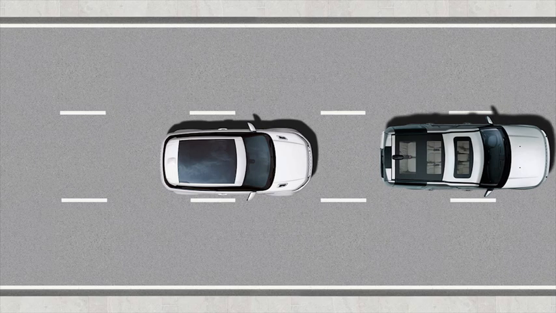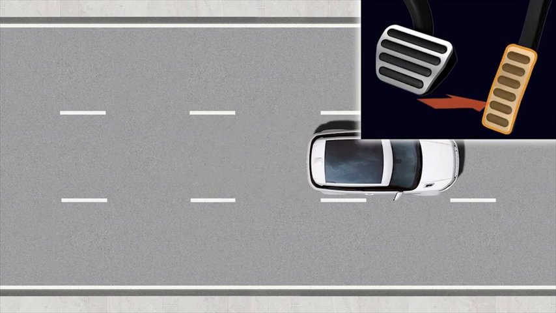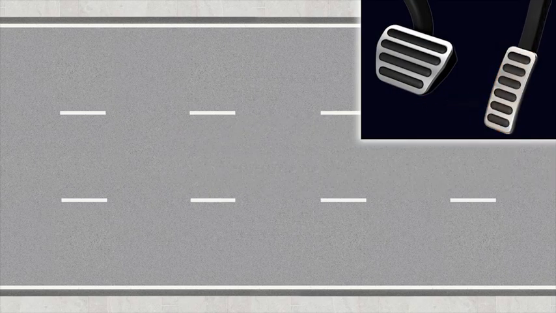A message will be displayed requesting the electronic park brake to be applied if the driver cancels Q Assist or the vehicle is stopped for more than 2 minutes. When the vehicle in front moves away, briefly press the accelerator to resume ACC operation. Q Assist may be resumed when traveling above 6 miles an hour.